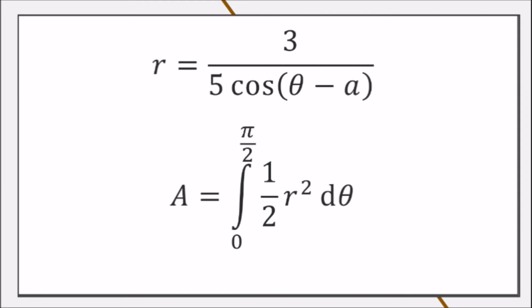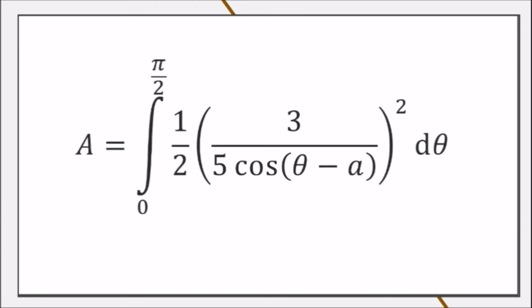Or a quarter tau if you're feeling edgy. So as I'm sure we all know, the formula for integrating a polar graph, so our area is equal to this integral. So we can obviously substitute in r because we have the equation for r equals 3 over 5 cos theta minus a. And the next thing we do obviously is we square this fraction.